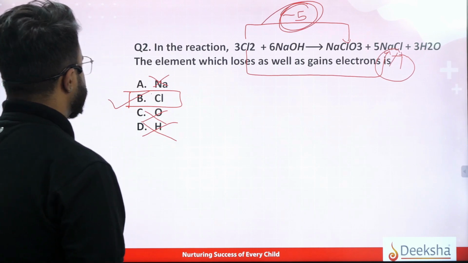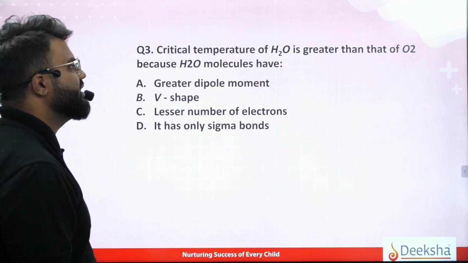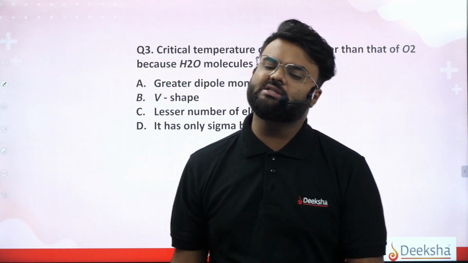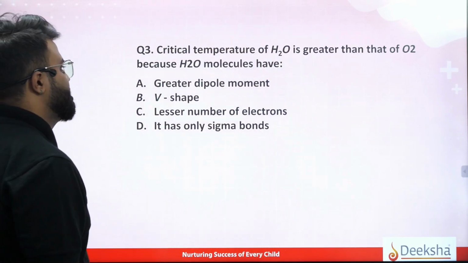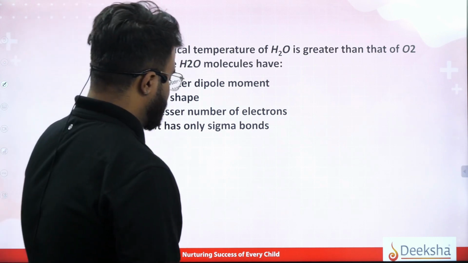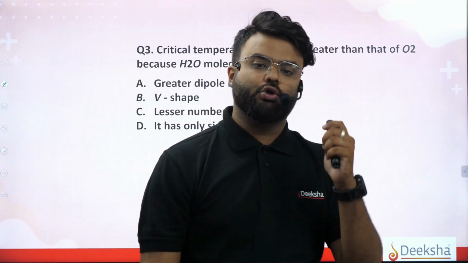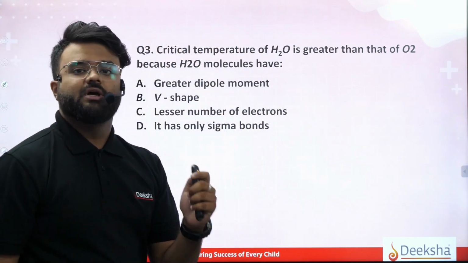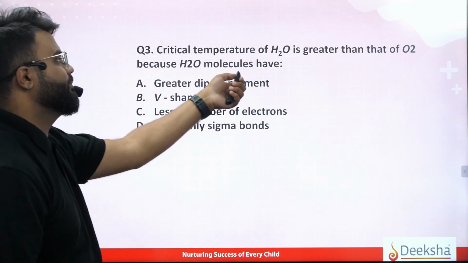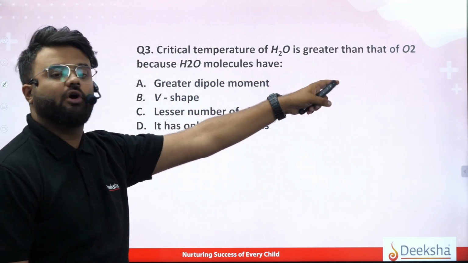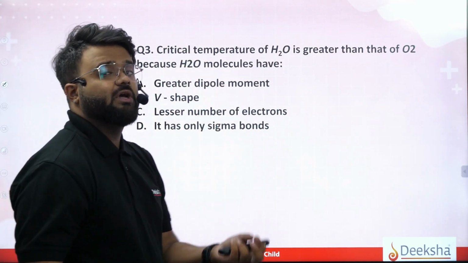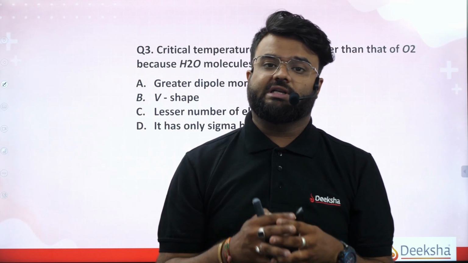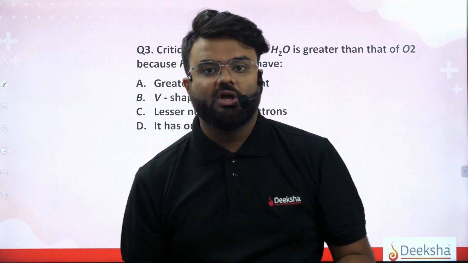Okay, next question number 3: the critical temperature of H2O, that is the critical temperature of water, is greater than oxygen because H2O molecules have dash. So the critical temperature of H2O is greater than that of O2 because H2O molecules have what? We know that water has a dipole, whereas oxygen has no dipole moment.